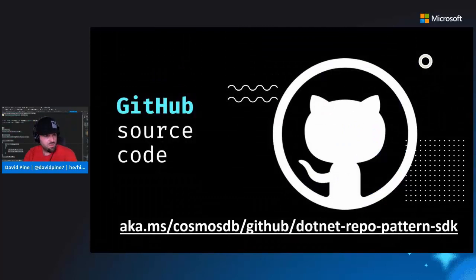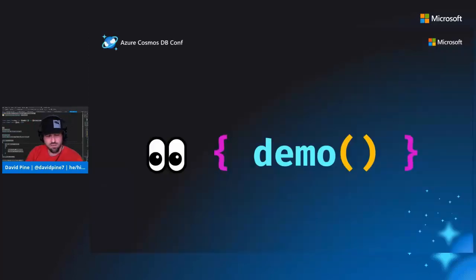All of the source code for this is available in the open. It's up on GitHub, so go to aka.ms/cosmosdb-dotnet-repo-pattern-sdk. And the bulk of this talk is actually going to be in the demo itself. So I like looking at source code, so we're going to jump over to some source code.